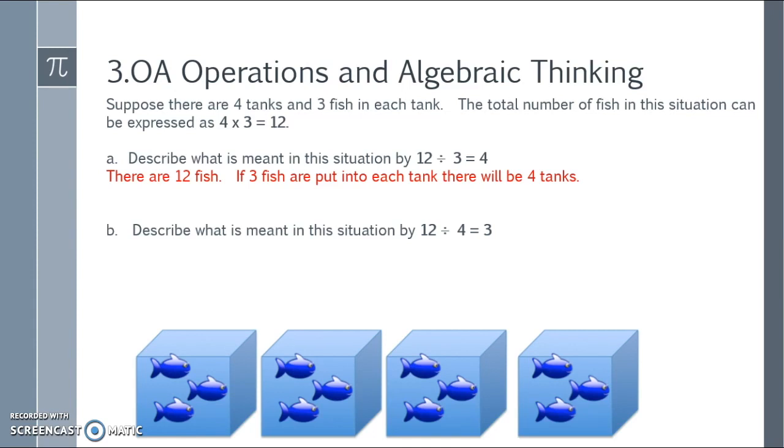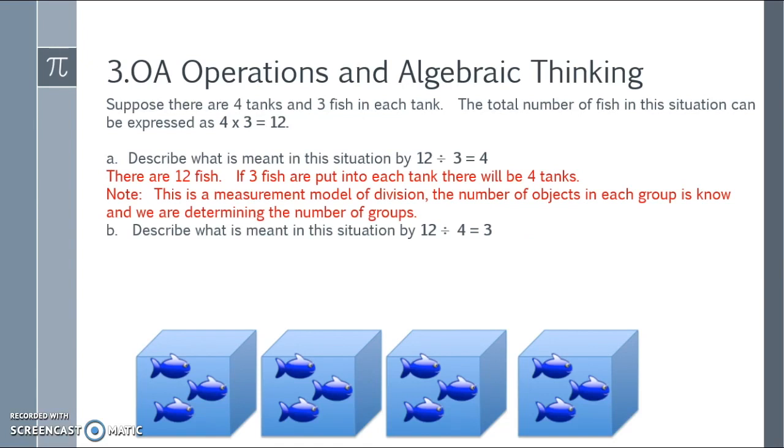So the first one, there are 12 fish altogether. We know this. If we put 3 fish in each tank, there will be 4 tanks, just like the picture shows below. Note, this is a measurement model of division. The number of objects in each group is known, and we are determining the number of groups.